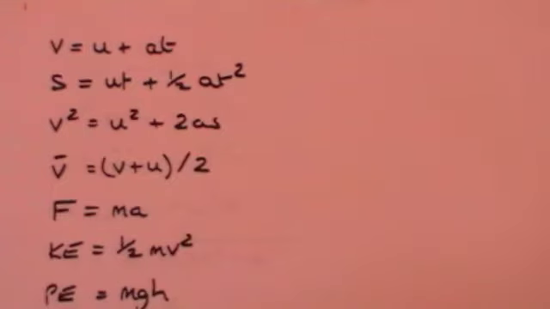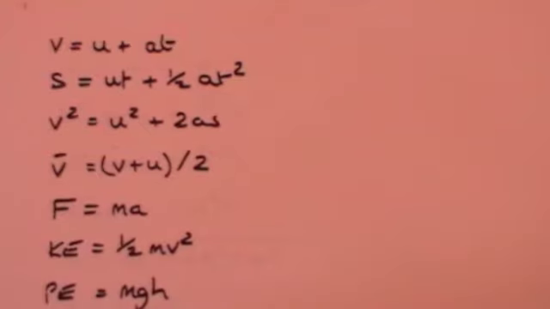For Newton's laws of motion, we will need v = u + at, where v is final velocity, u initial velocity, a acceleration and t time. s = ut + ½at², where s is the distance covered. v² = u² + 2as. v̄ = (v + u)/2. That's the average speed, if you have constant acceleration: the final speed plus the initial speed divided by 2.